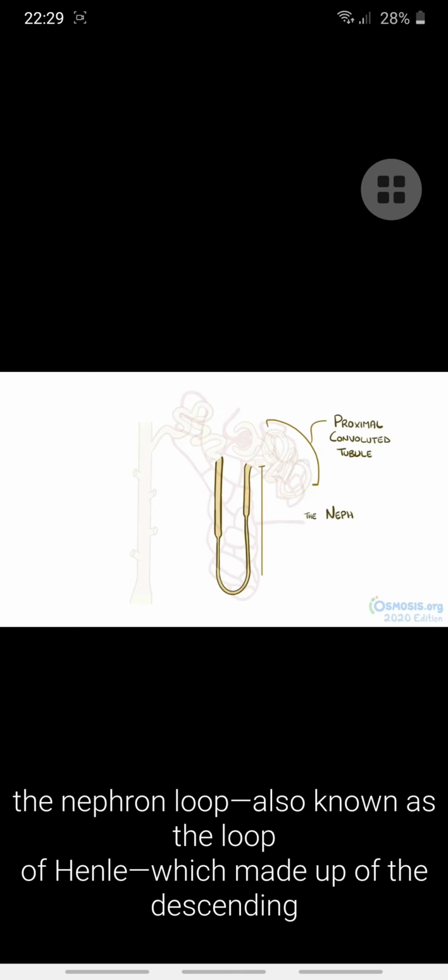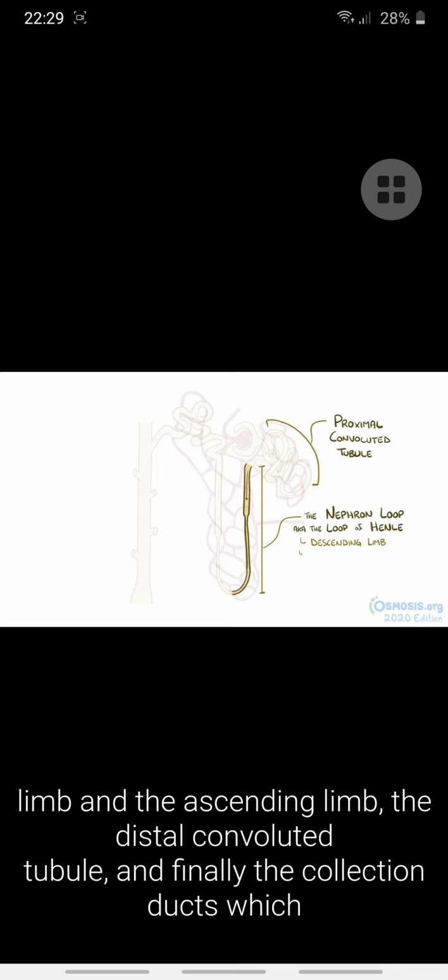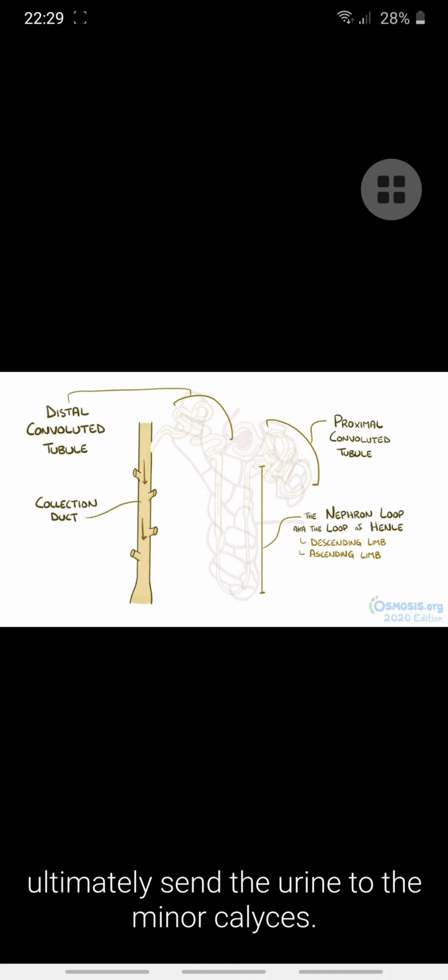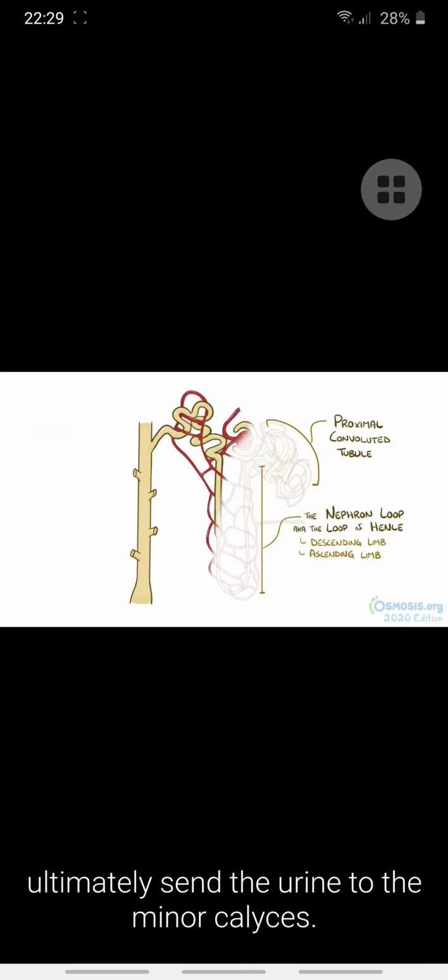the nephron loop, also known as the loop of Henle, and the distal convoluted tubule, which ultimately drains into the minor calyces.